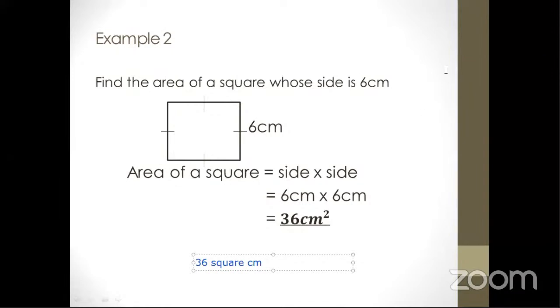Okay, let me again find someone else that wants maybe to ask a question. Yes, Fiona. Oh, you disappeared, sorry. Okay, Fiona, you can unmute. Yes, Fiona, do you have any question?